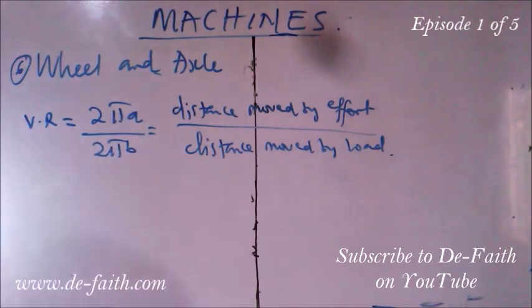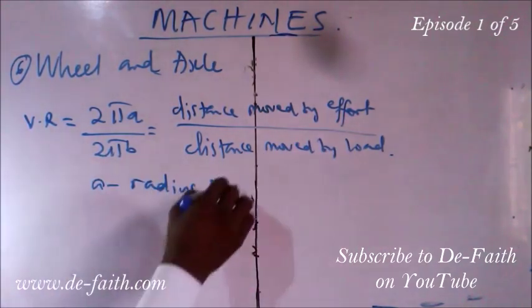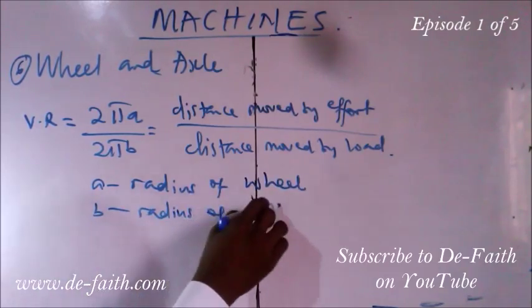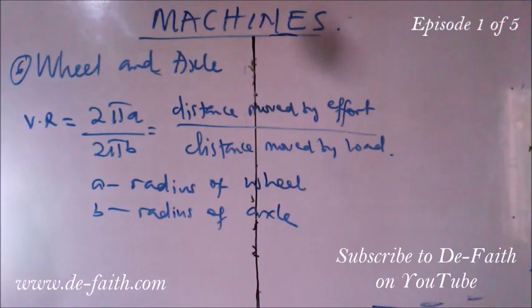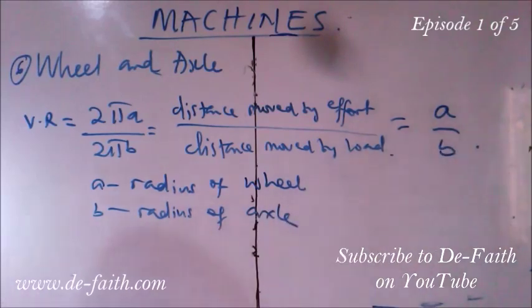Now the A over there represents the radius of the wheel, while B represents the radius of the axle. So in one word, the velocity ratio could be taken as 2 pi A over 2 pi B, or it could simply be written as A over B. That's how the velocity ratio is gotten.